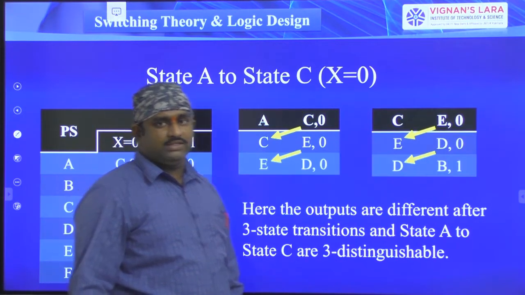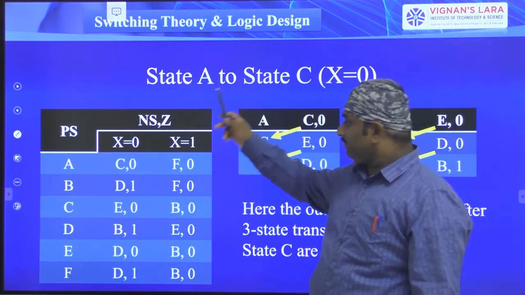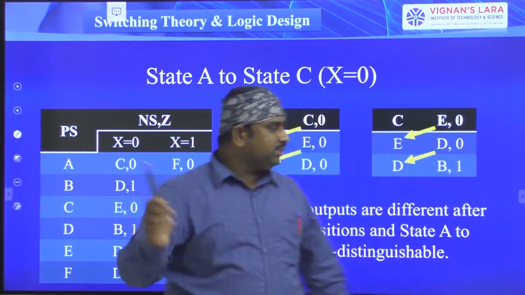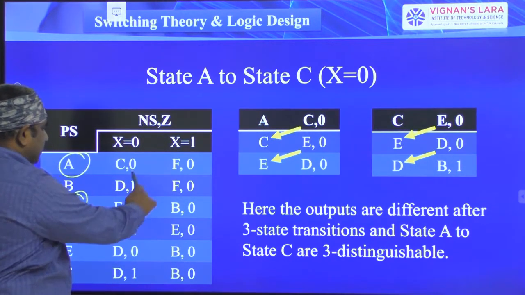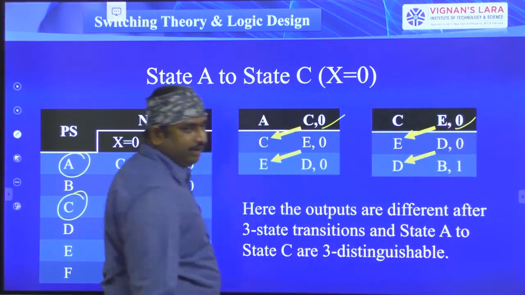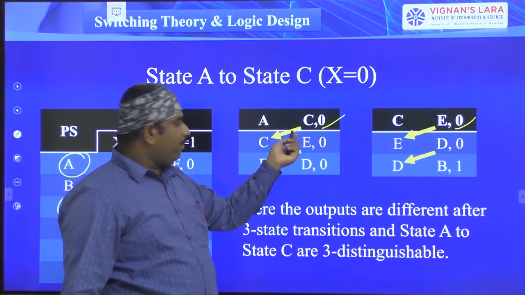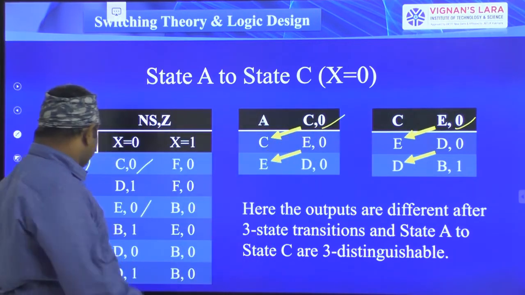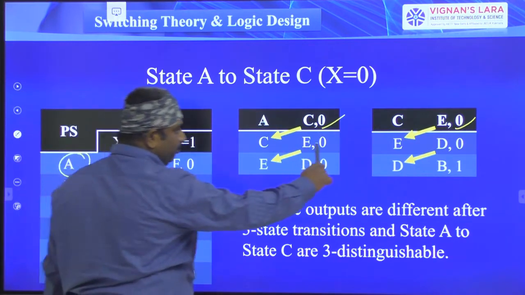Now take one more example. In this example, I am checking state A and state C. When x is equal to 0, I am taking state A and state C. C comma 0, E comma 0, I have written. So there is no change in the output. If the present state is C, the next state is E comma 0, and you have to write that here.